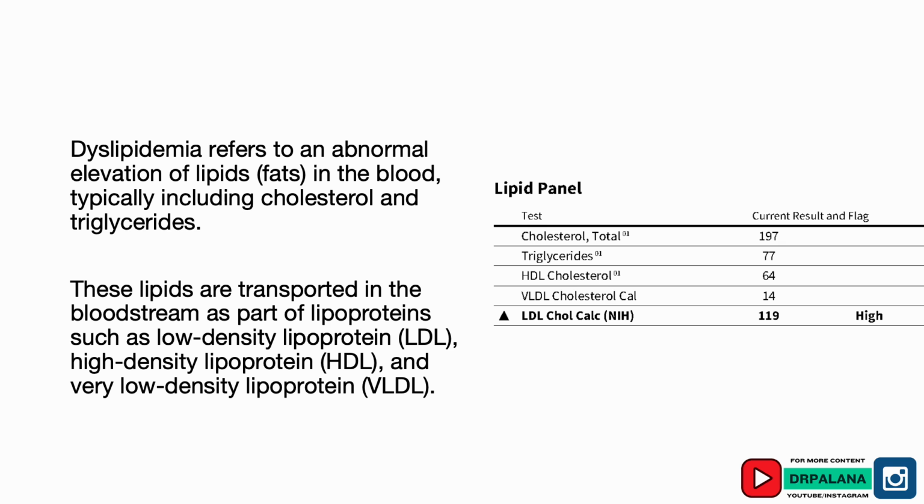Dyslipidemia refers to abnormal elevations of lipids in the blood, typically including cholesterol and triglycerides. These lipids are transported in the bloodstream as part of lipoproteins such as low density lipoprotein, high density lipoprotein, and very low density lipoprotein.